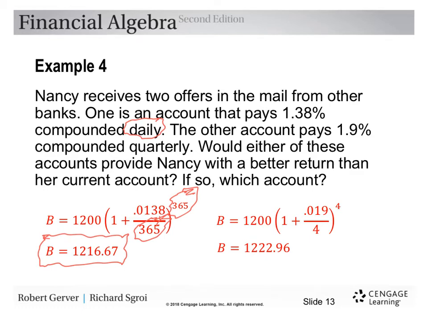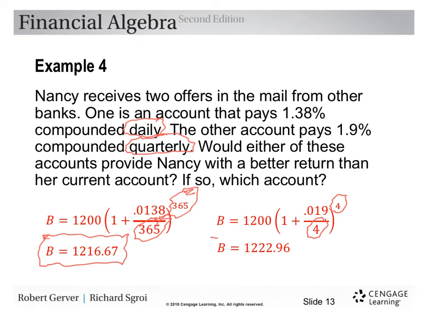Now, the other amount is 1.9%, but this is quarterly, not daily. So this is 4 times a year. Not as frequent, but the interest rate's a little higher. So obviously we got our 4 for quarterly, our 4 here. To calculate this on your calculator, again, 0.019 divided by 4, whatever that's equal to, add 1 to it, whatever that's equal to, raise it to the 4th power, whatever that's equal to, multiply it times 1,200.